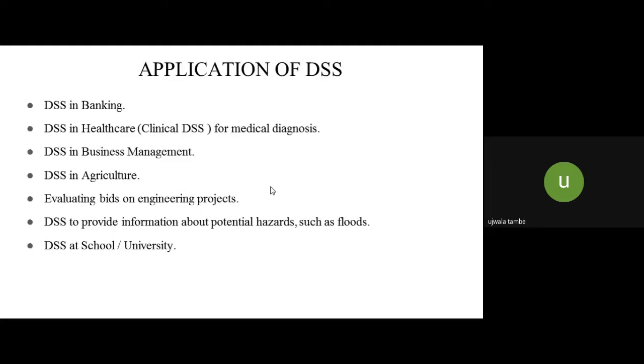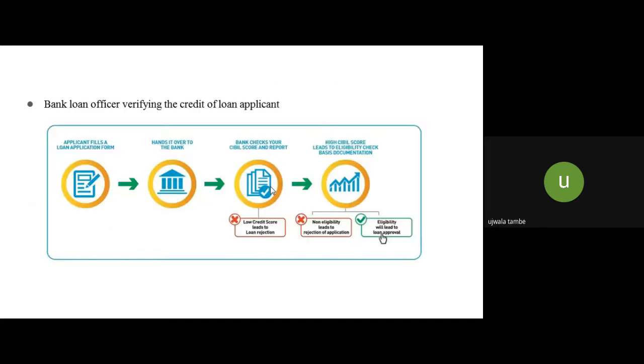Now the next part is the applications of DSS. We can use the DSS system in the following areas such as banking, healthcare, business management, agriculture, then for engineering projects, then the potential hazards such as a flood, and we can also use this system at schools and universities. Okay, so this is the common example of the DSS.